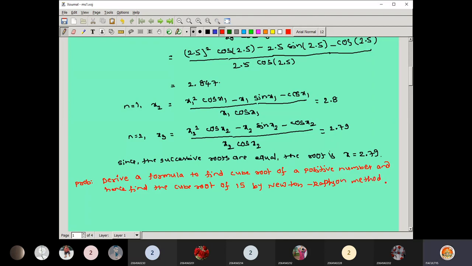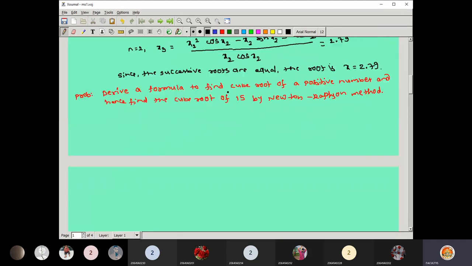So you just look at your given problem. They are asking to find out a formula, and that formula can be used to find out the cube root of a positive number. Once you derive that particular formula, you are going to calculate the cube root of 15 by applying Newton-Raphson method. So this is somewhat different. In order to have that idea, we are asked to find a formula for the cube root of a positive number.